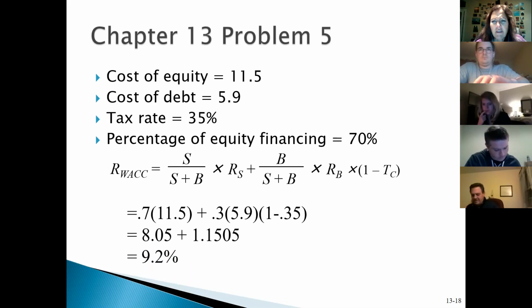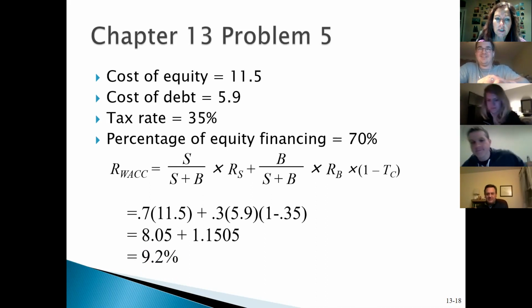Okay, everybody good on that one? What I don't really understand is the theory behind it. What does 9.2 mean? Why is it important?